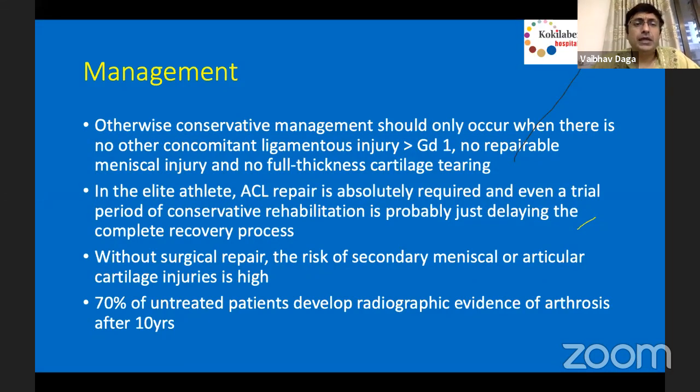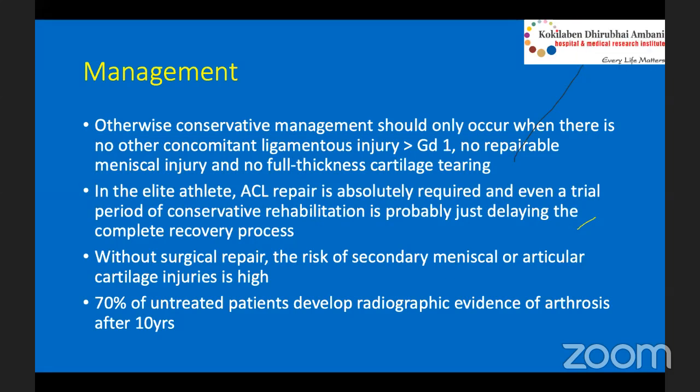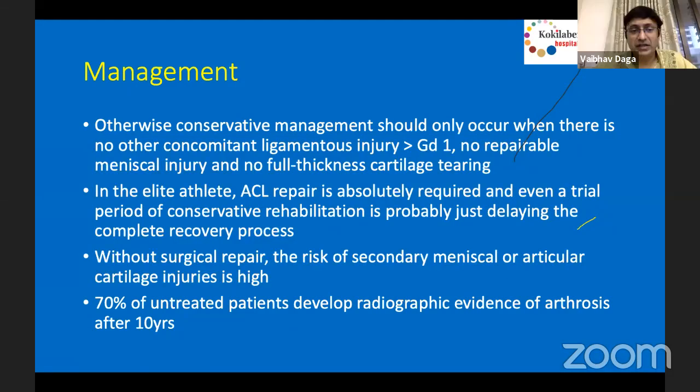Otherwise, conservative management should only occur when there is no other concomitant ligamentous injury more than grade 1, no repairable meniscal injury, and no full thickness cartilage tearing. In an elite athlete, ACL repair is absolutely required, and even a trial period of conservative rehabilitation is probably just delaying the complete recovery process. That's what they say. So if you're dealing with an elite athlete, you definitely should consider the ACL repair, and that's what surgeons do these days.